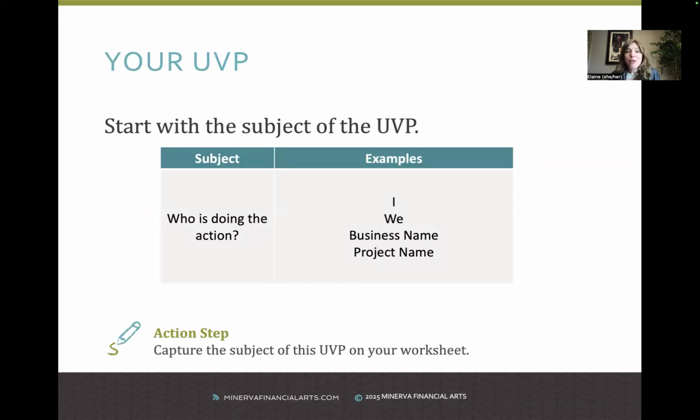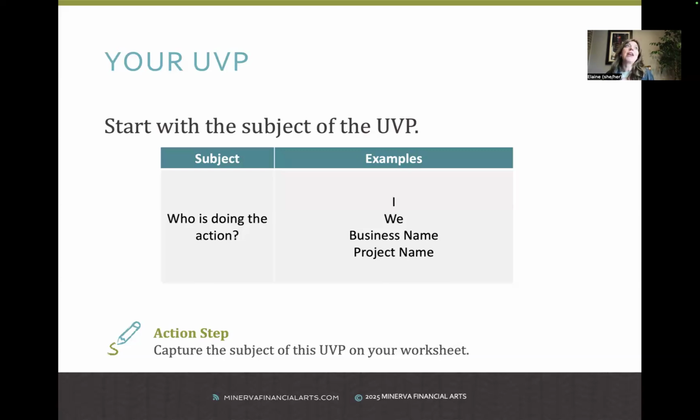With a UVP, we always want to start with the subject of the UVP. So who is doing the action? Often these are I statements or I sentences. If you work collaboratively, you might choose to use we instead, but starting with I or we is usually how the UVP is drafted. Having said that, some folks find it easier or more accurate to talk about their creative practice or their business in the third person. So if you want to have the business name of your practice as the subject for your UVP, that is perfectly fine.